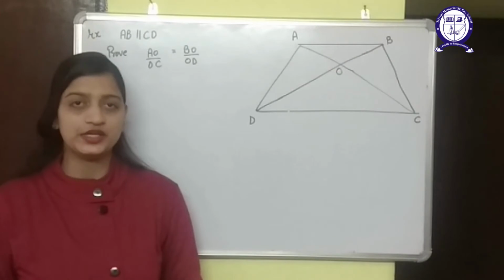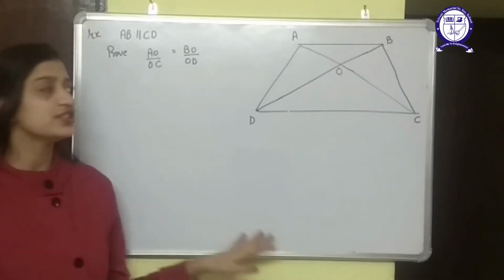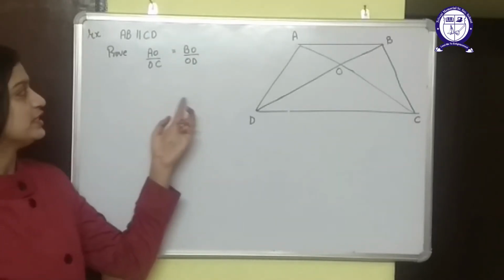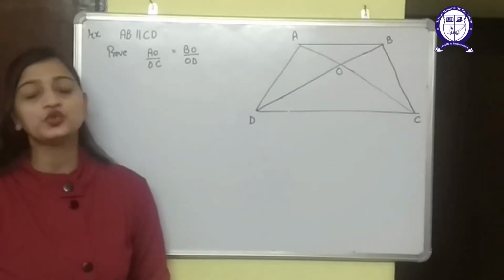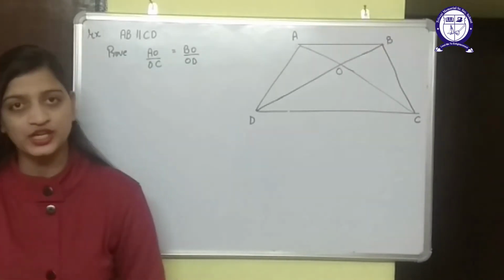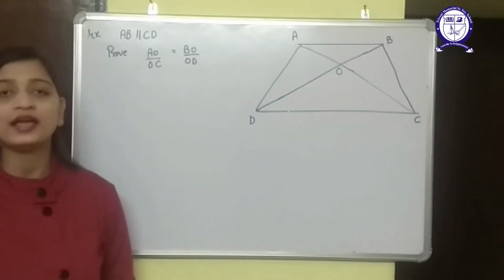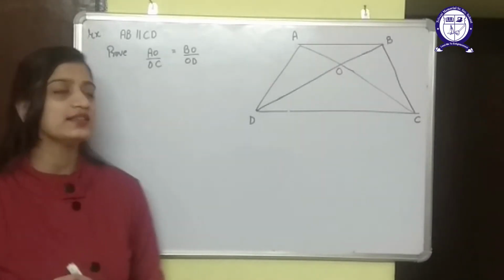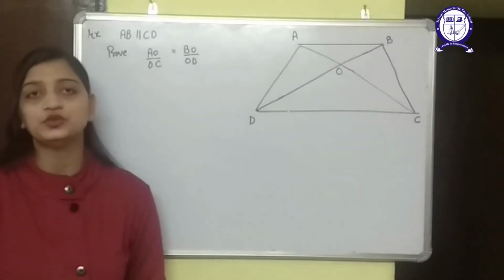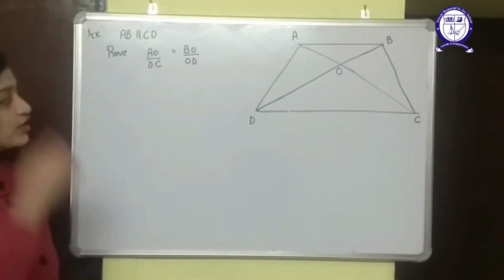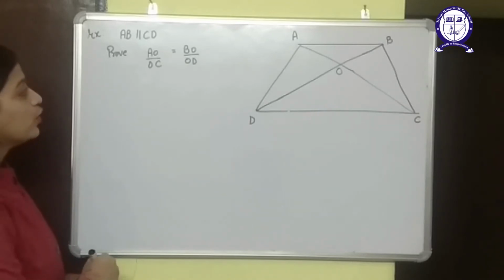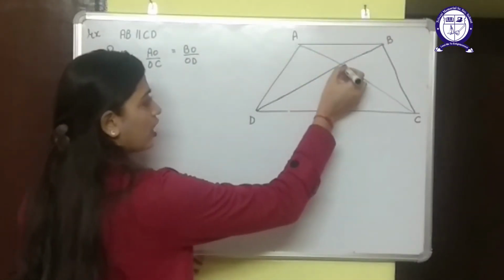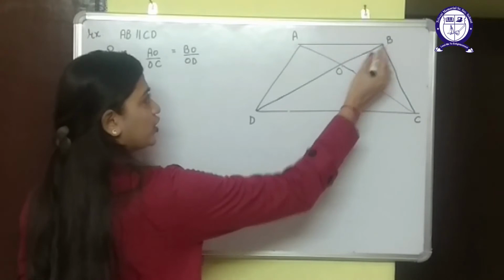Now example number 2: a trapezium is given to us in which AB is parallel to CD, and we need to show AO upon OC is equal to BO upon OD. To do this question, we can also apply the basic proportionality theorem, and we can prove it by similarity criteria also. In this question it is said to prove this thing using the similarity criteria. First of all, look at the sides which are given. AO upon OC is equal to BO upon OD.